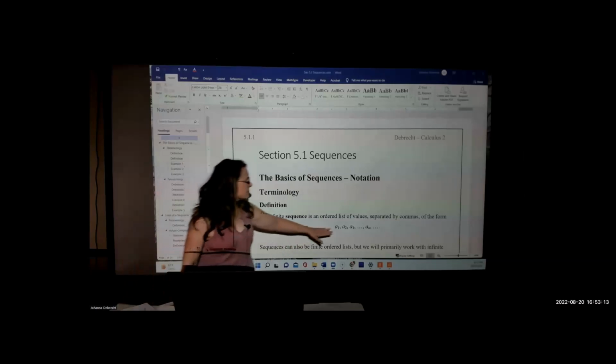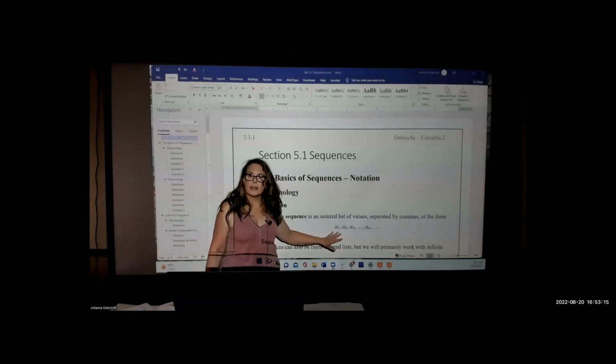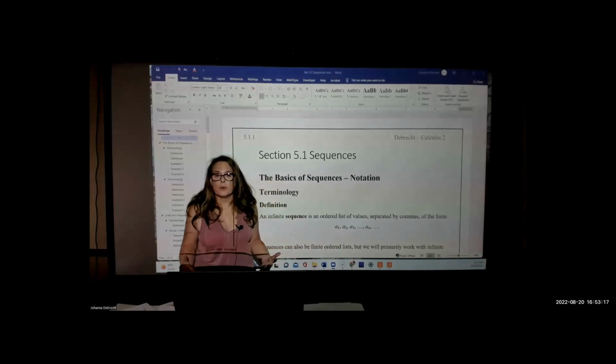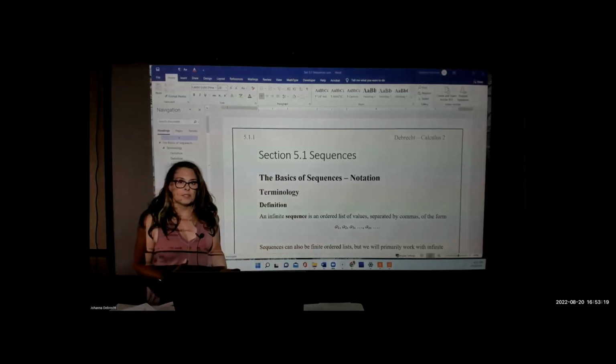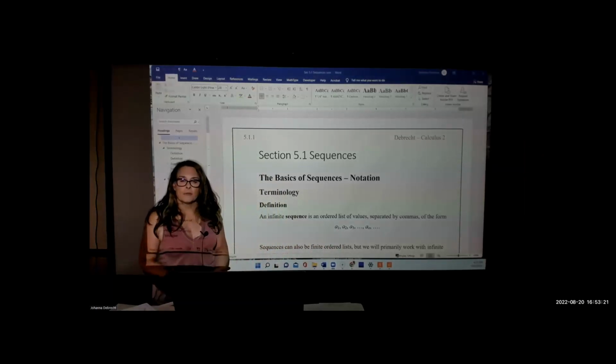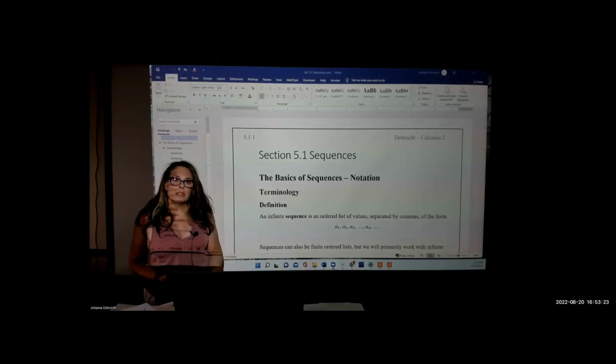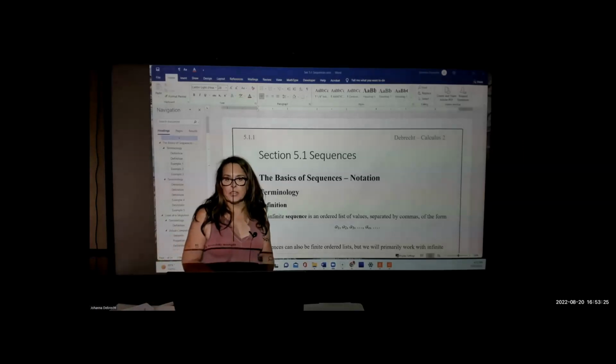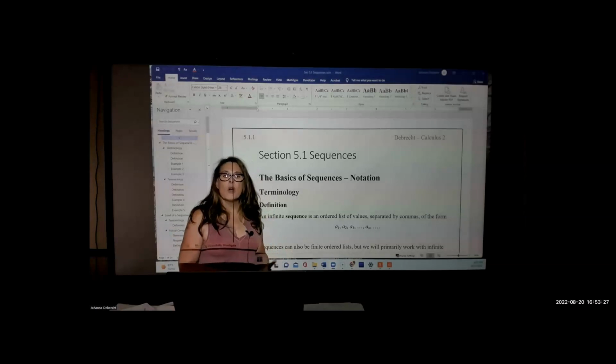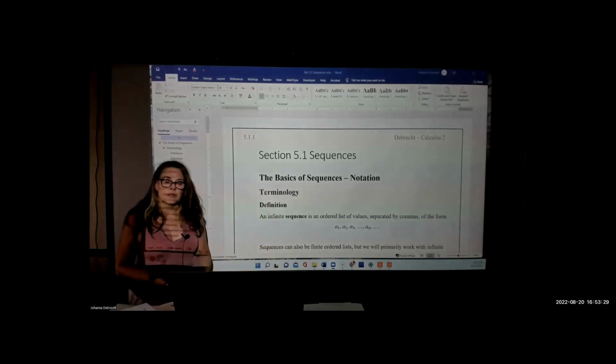Now, I've started this list with the subscript 1, but I don't have to. I could start with the subscript 0 or I could start with the subscript 5. We do typically use either the counting numbers or the whole numbers or some subset of those. We don't use negative numbers for the subscripts of sequences.